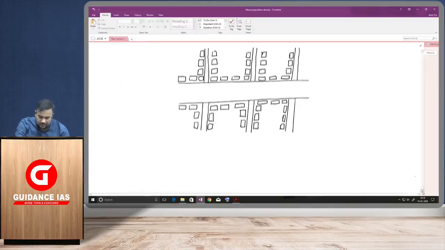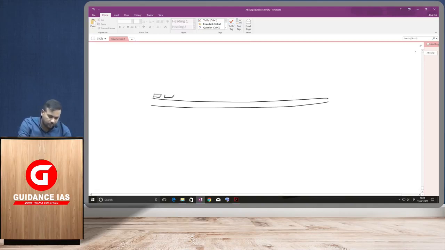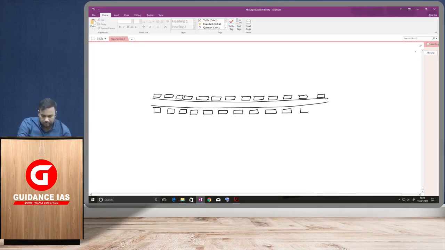So again, linear pattern is, so this type of pattern is referred to as the linear pattern.